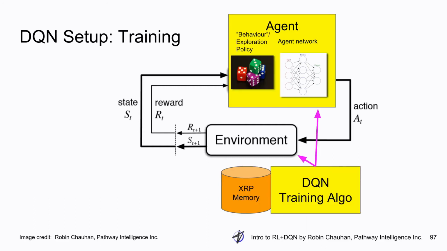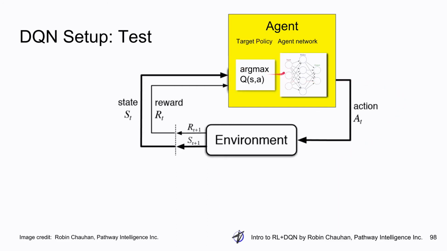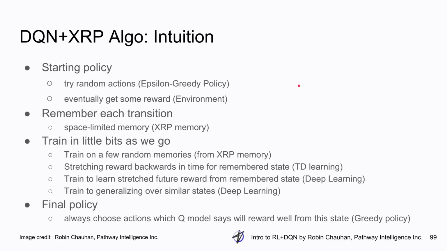So here, remember the exploration policy is the epsilon greedy. That includes some randomness. And when you're done, you're not using that. You're just picking the argmax. That's the largest action. Okay.